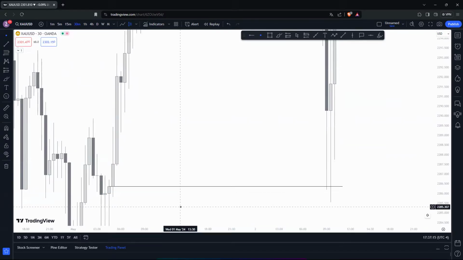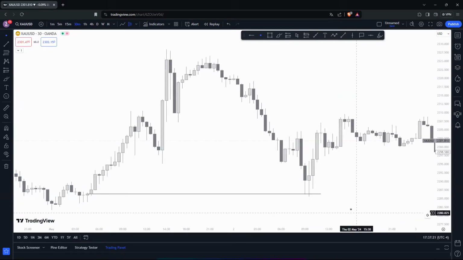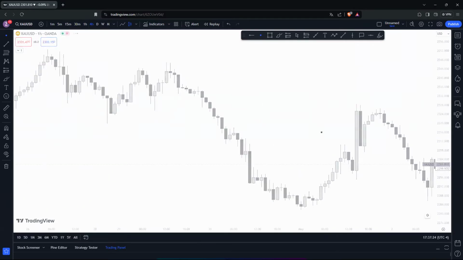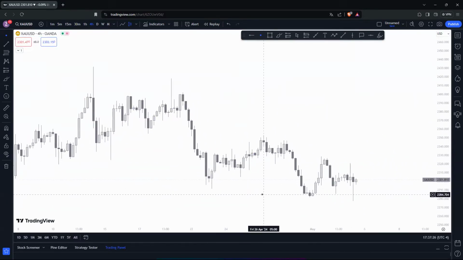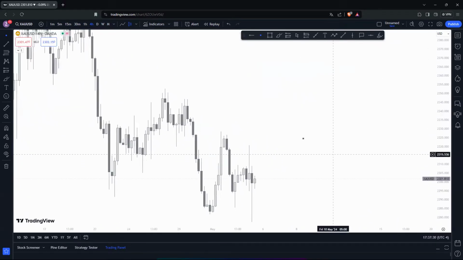But let's say there is no CC here. Simple rejection. Price comes back and then goes up. Okay, guys. Simple yet very powerful. So let's take a look at this one.